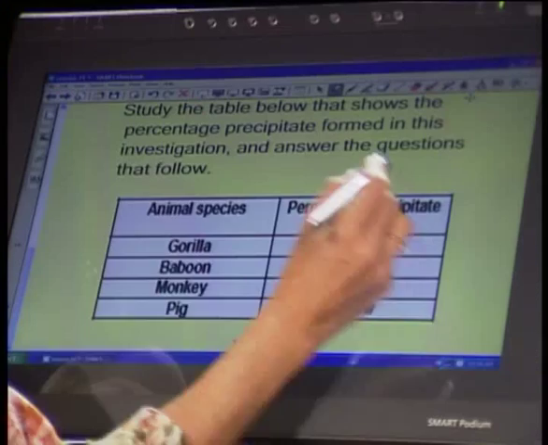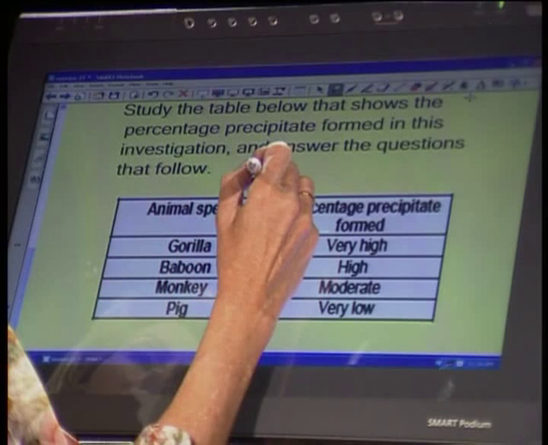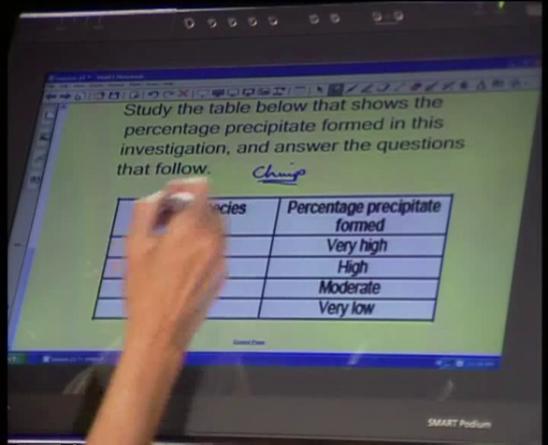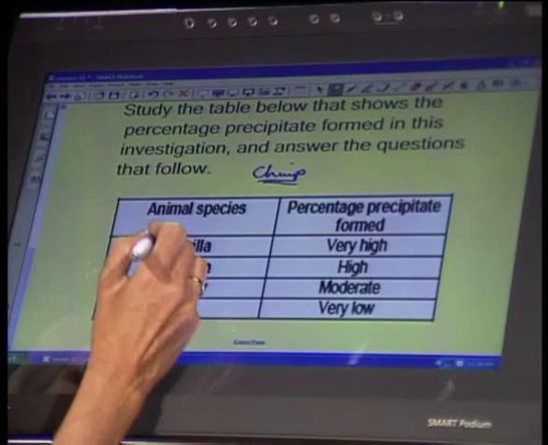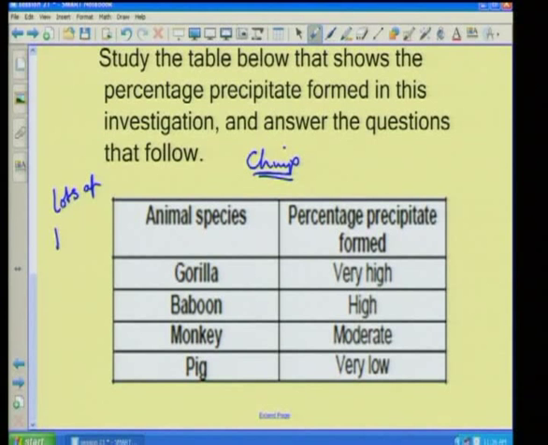Okay, people, now if we look at this table, always write your information on here so that you can see it when you're going to your question. So we know that we're now comparing the chimpanzees, all right, and how closely related they are. Now, if there is a lot of precipitate, so just write here lots of precipitate, it means that it is close. It's a close relationship. And if there is less precipitate, okay, then it's going to be further away. In other words, it's not going to be closely related.